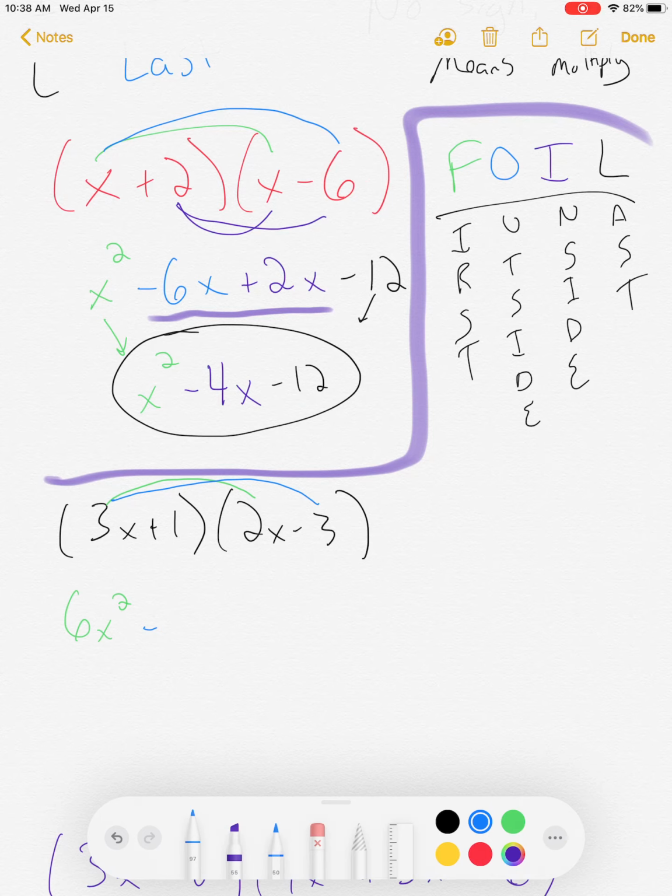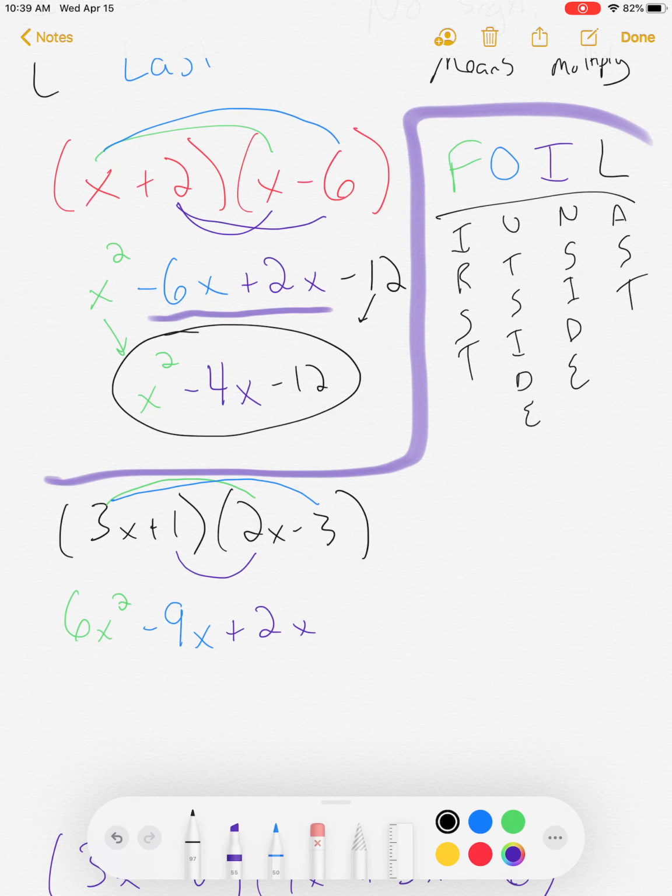3x times 3 is minus 9x. Okay, now I need to do my inside terms. The two numbers on the inside of the parentheses are 1 and 2x. So 1 times 2x is plus 2x.